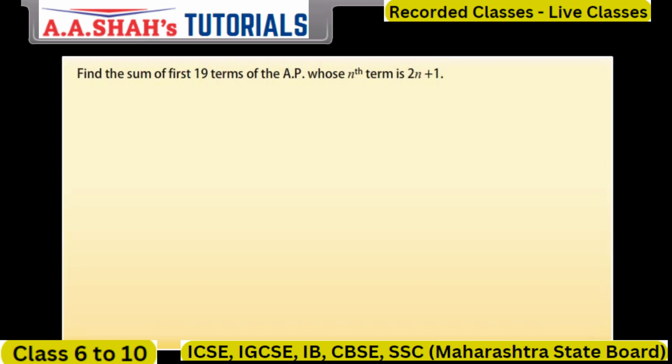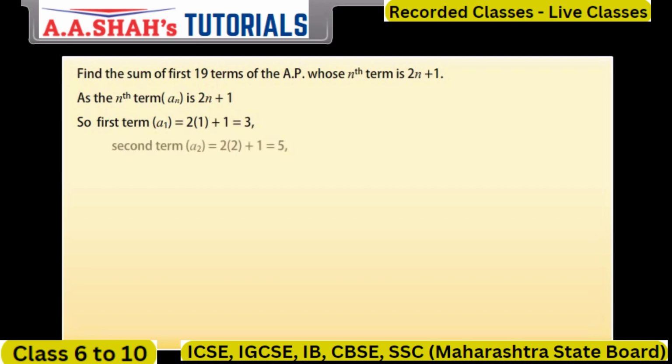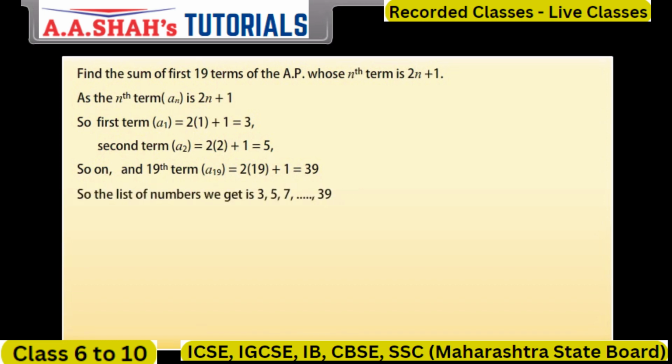Find the sum of first 19 terms of the AP whose nth term is 2n plus 1. As the nth term an is 2n plus 1, the first term a1 is equal to 2 into 1 plus 1 is equal to 3. Second term a2 is equal to 2 into 2 plus 1 is 5, and so on. And the 19th term is equal to 2 into 19 plus 1, which is equal to 39. So the list of numbers we get is 3, 5, 7, and so on, up to 39.